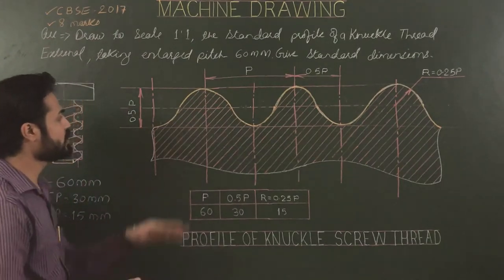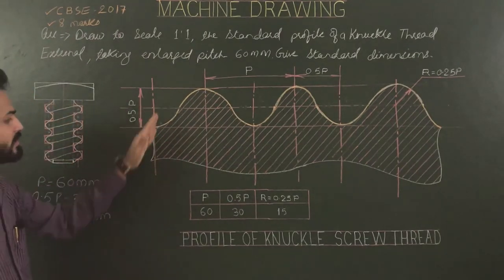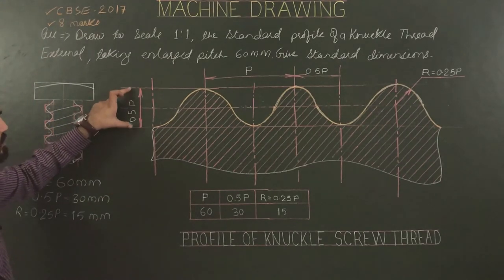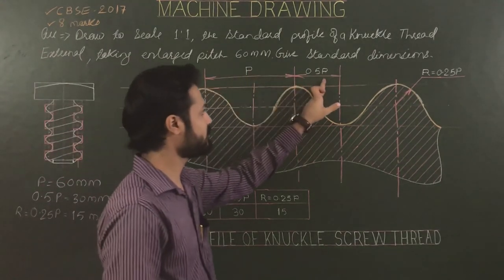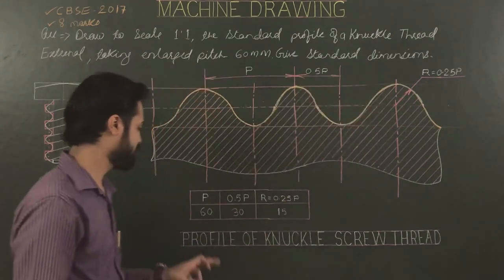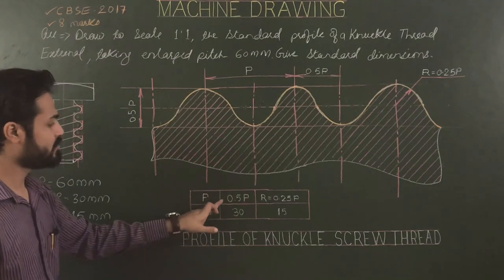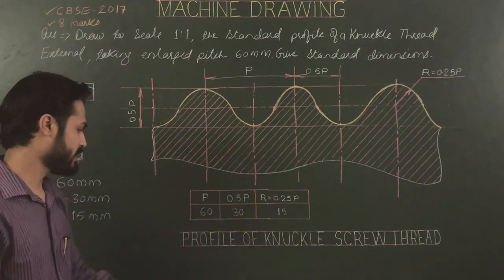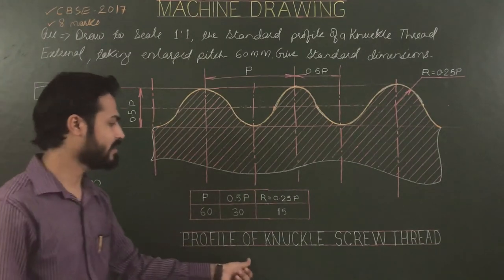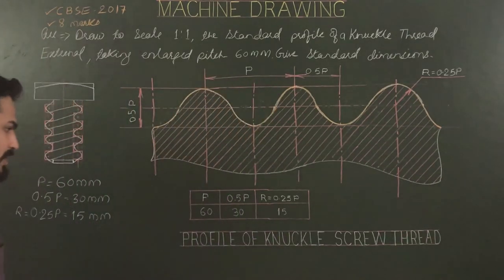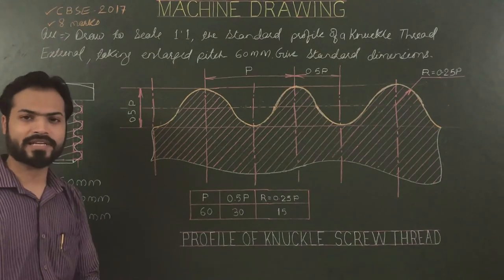Now I'll request you to please draw this profile on your sheet. Show height or depth, then pitch, half of pitch, radius. Draw dimensioning table for standard dimensions, pitch, half of pitch, radius, and write profile of knuckle screw thread or knuckle threaded profile.